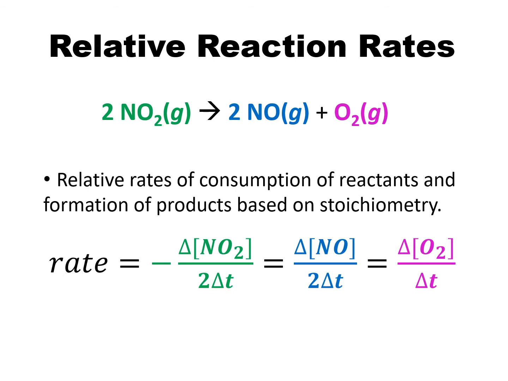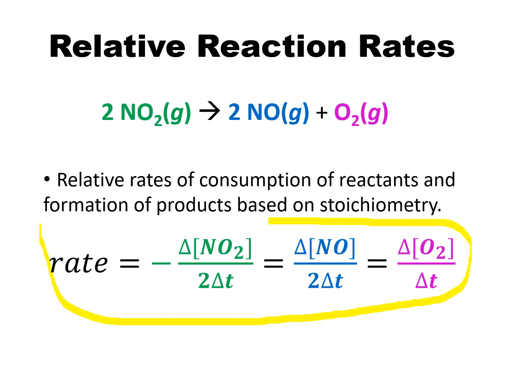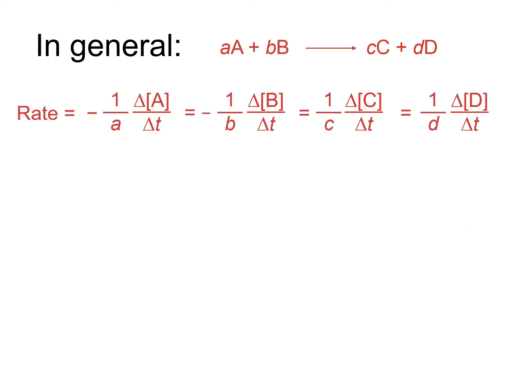So, in order to be able to write the relative rates at which reactants are used up or products are formed, we need to have the balanced equation because we need the coefficients, right? So in this equation, you have the relative rate of all the species of interest. Again, the pattern is a minus in front of the reagents, and then you need to divide each concentration change by the coefficient in front of the species in the balanced equation.